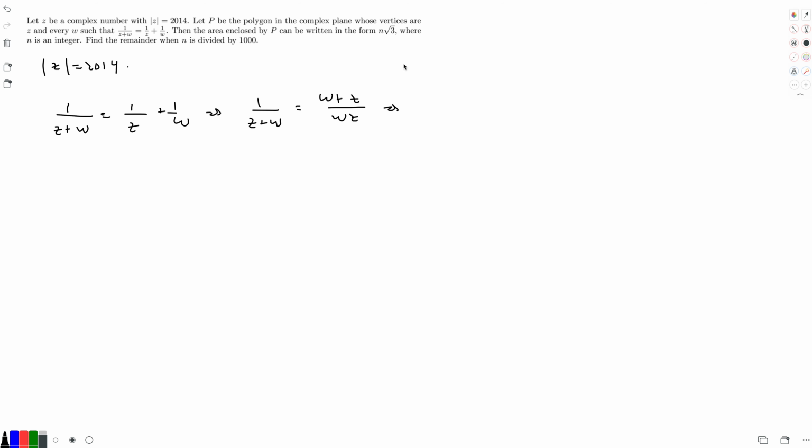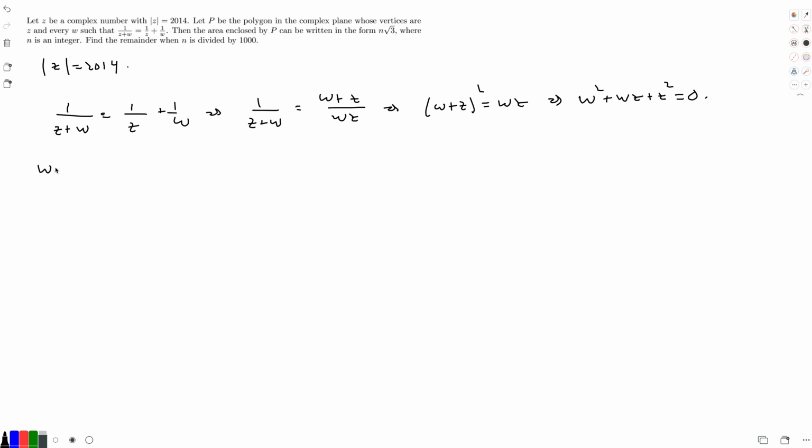And then from this we have w plus z squared is equal to wz, and then from this we have that w squared plus wz plus z squared is equal to 0. So now what do we want to do? The vertices are z and every w such that this is the case. So we want to find w in terms of z, right? So we solve this as a quadratic in terms of w.